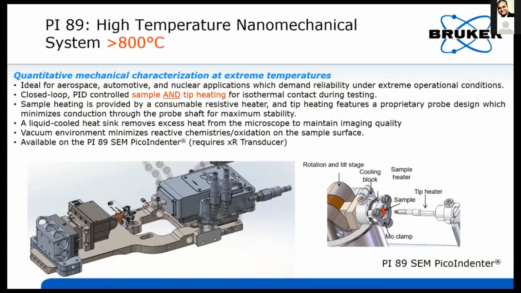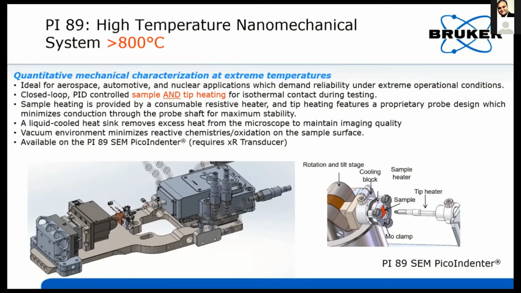On both sides, we also have thermal breaks behind the heaters, preventing heat flow out from the region of interest into the system, which would cause drift. We also use water cooling to extract any latent heat that gets through the thermal breaks. This system requires the use of the XR high load transducer because of the extra mass of the tip heating option. Here's a real life picture of how the system looks.